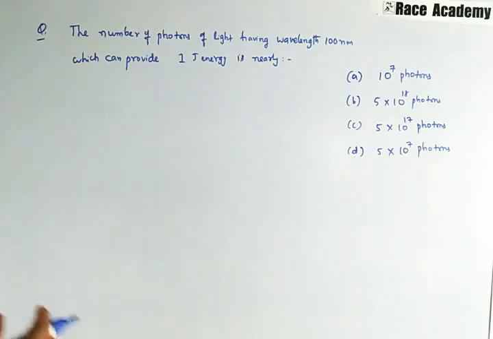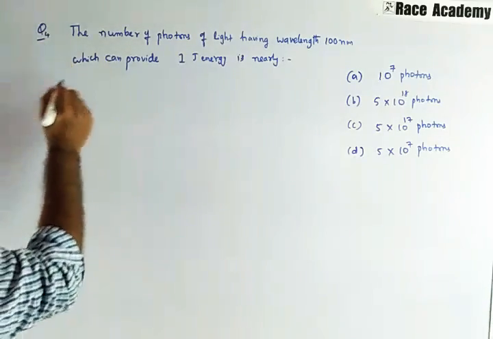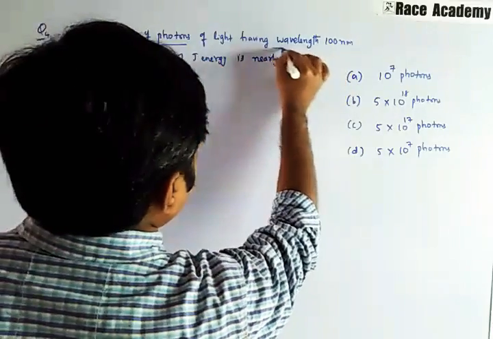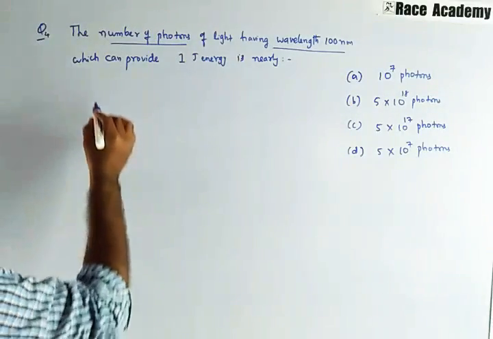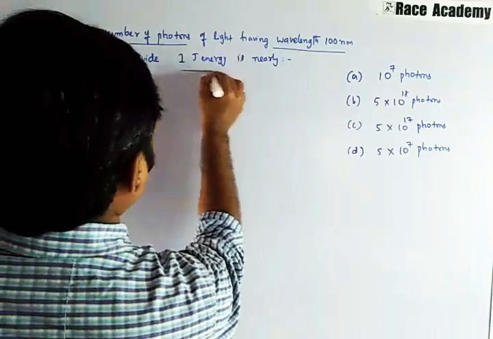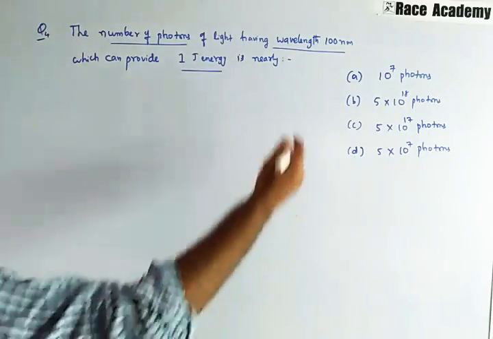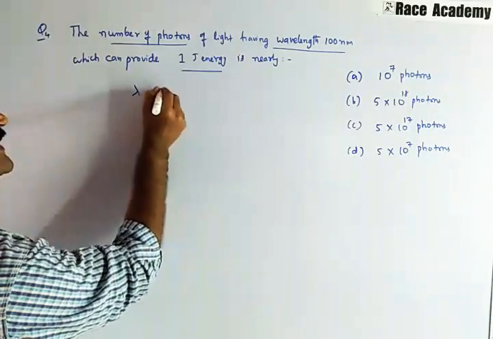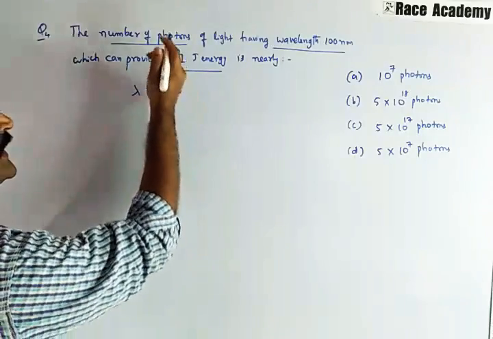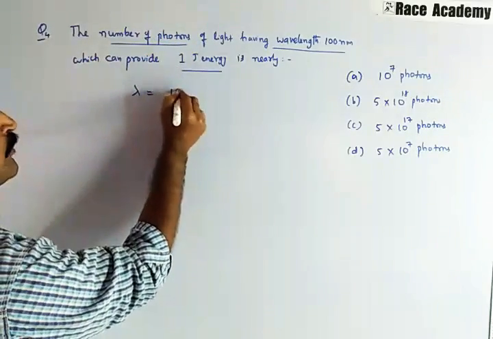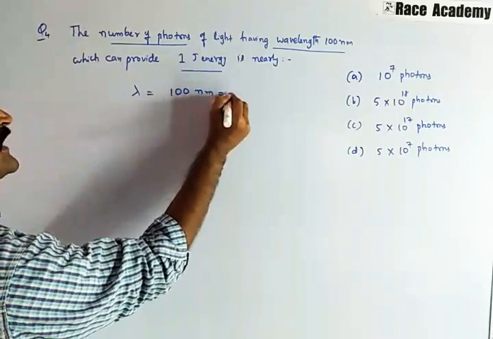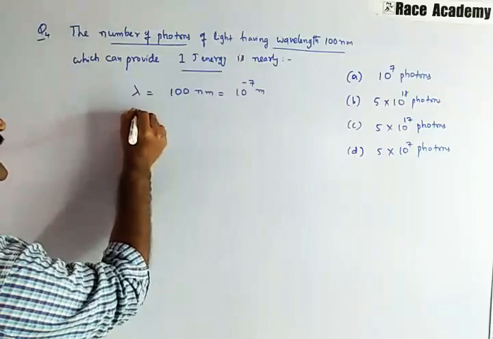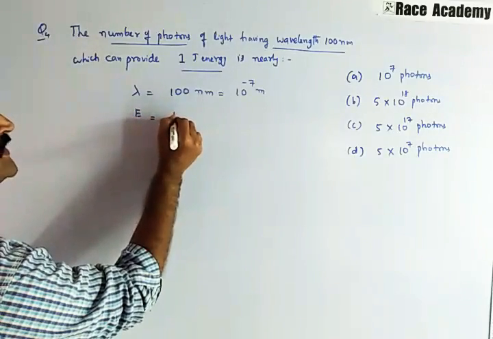Now we will see the next question, that is the number of photons of light having wavelength lambda of 100 nanometers, which can provide 1 joule energy, is nearly. Four options are there. But the point here is the lambda value given is 100 nanometers. This is very clear, 100 nanometers, that you can write as 10 power minus 7 meters. And the energy given is equal to 1 joule.